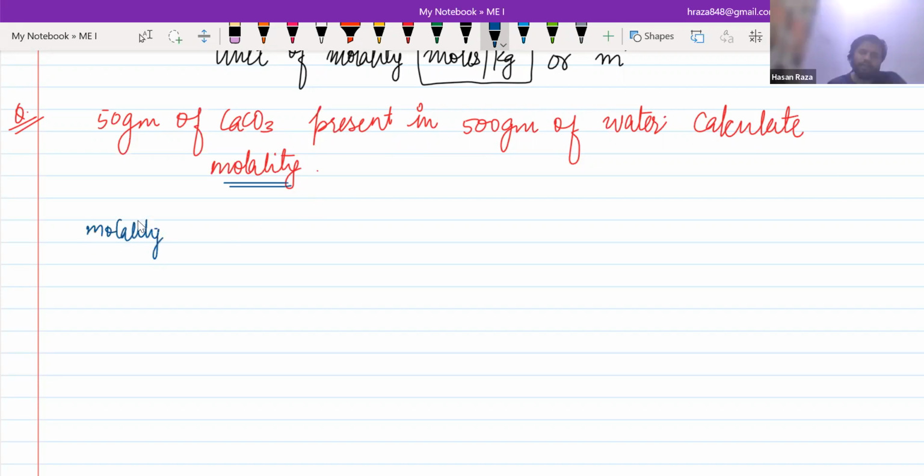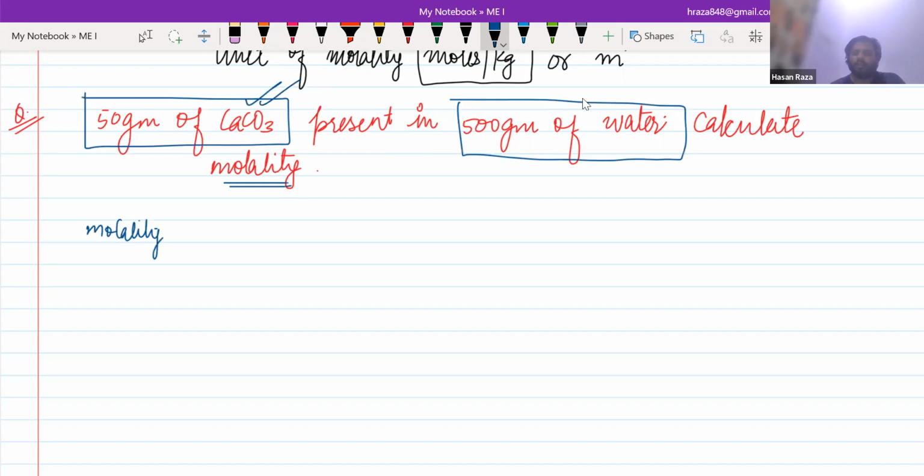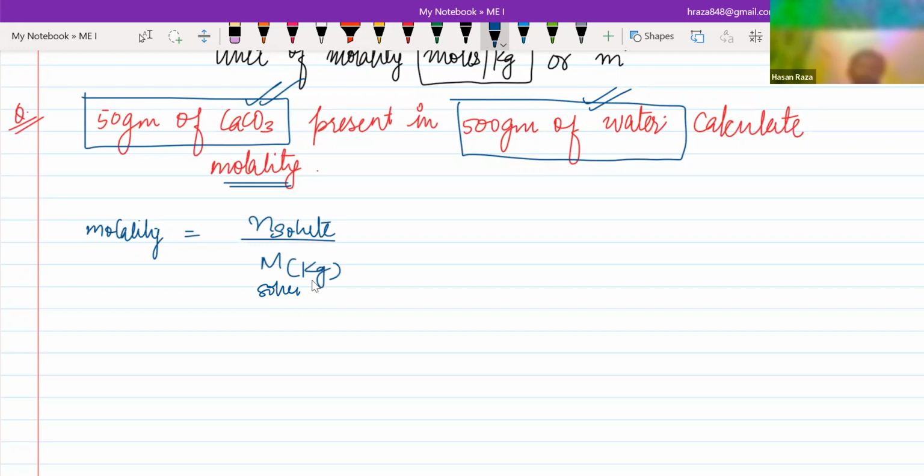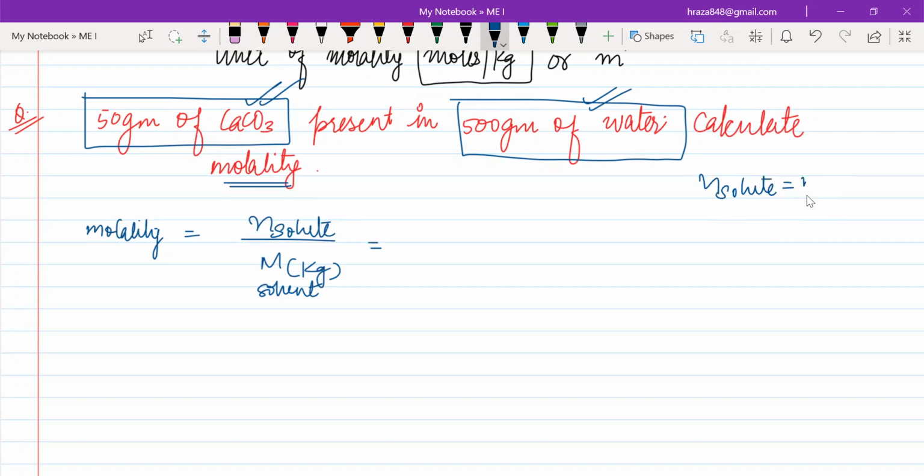For molality, you just need to extract information from the question, that is what is given. You can see this is your solute and this is your solvent. Molality as a formula is number of moles of solute upon mass of solvent in kg. We need to put the mass of solvent in kg. Number of moles of solute is given mass upon molar mass. Given mass is 50 gram and molar mass of CaCO3 is 100, so you get half mole.